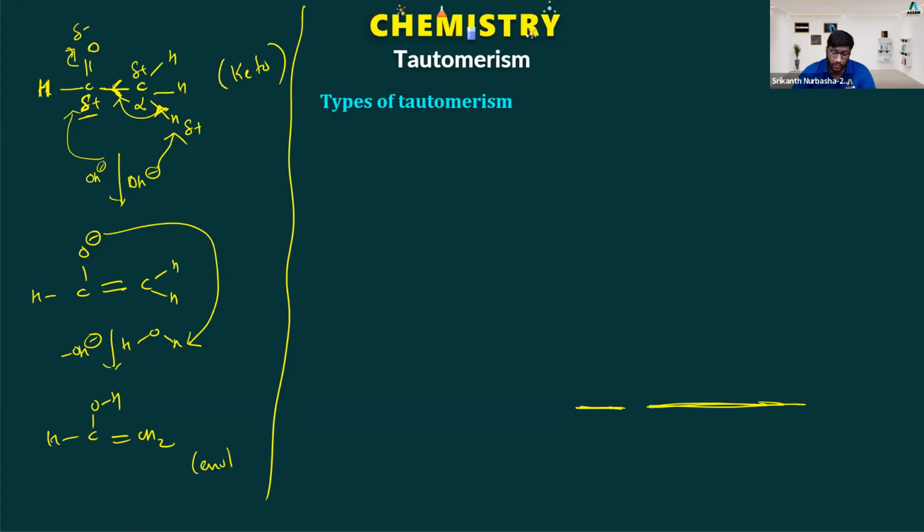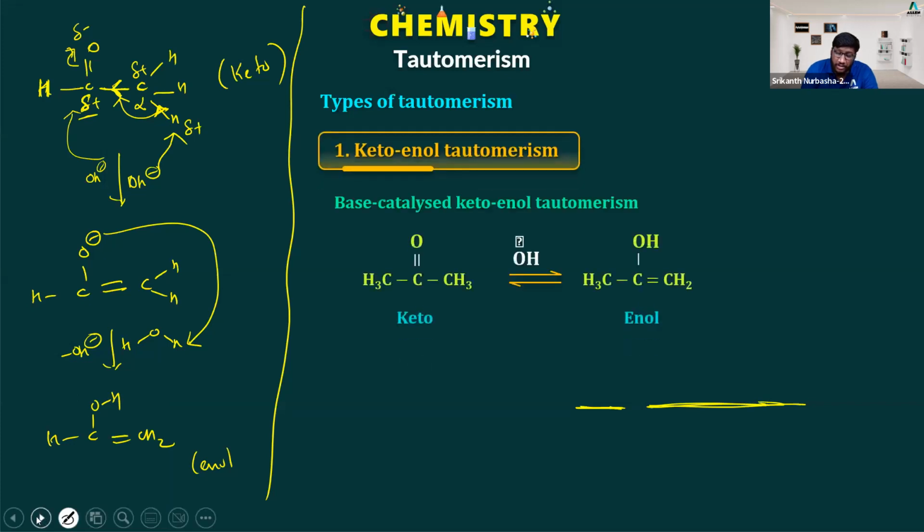All of you. So last class we have been discussing tautomerism, right? So we'll complete that part and then go with the GOC2. So types of tautomerism: enol tautomerism, keto-enol tautomerism. We have discussed keto and enol forms.